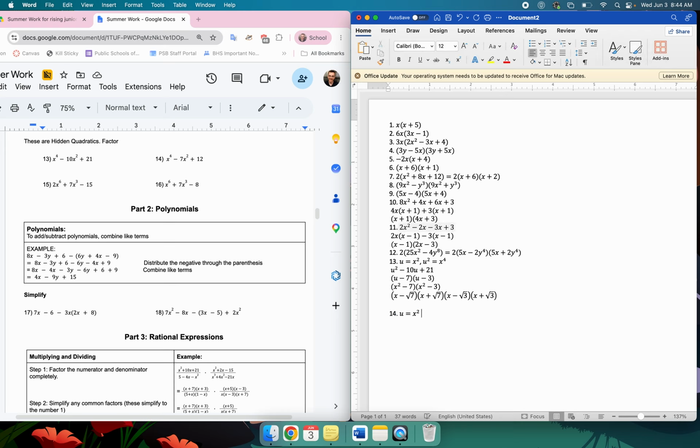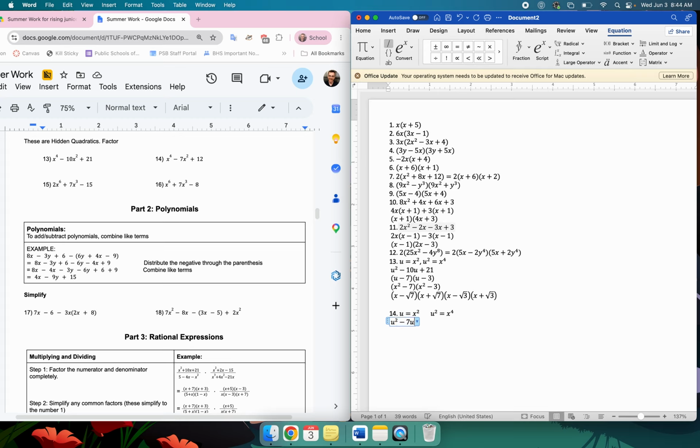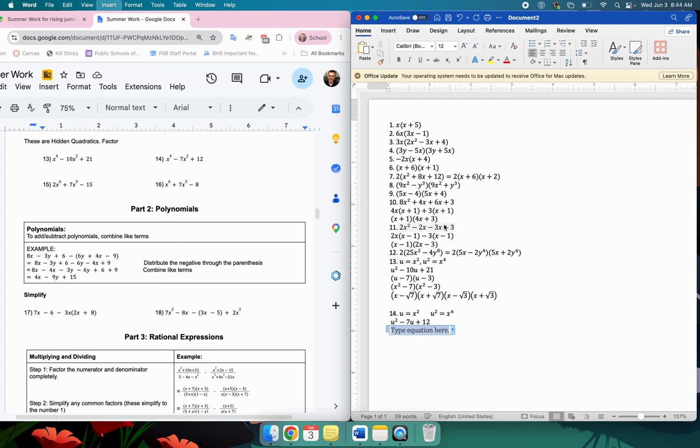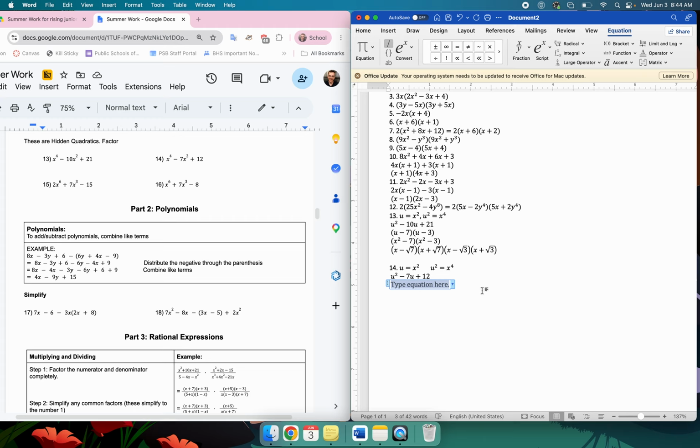So if I choose u to be x squared, then u squared is x to the 4th, which means I can convert this from x's to u's. So x to the 4th is really just u squared, minus 7x squared, that's just 7u, plus 12. And then I can factor this as usual. Again, this is a quadratic with a lead coefficient of 1, so I just need a pair of numbers that multiply to 12 and add up to negative 7. So that's negative 4 and negative 3, so u minus 4, u minus 3.